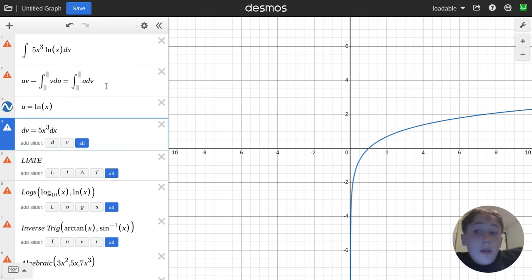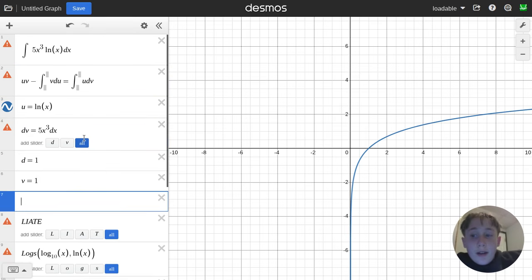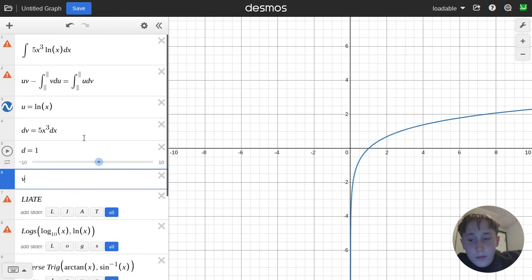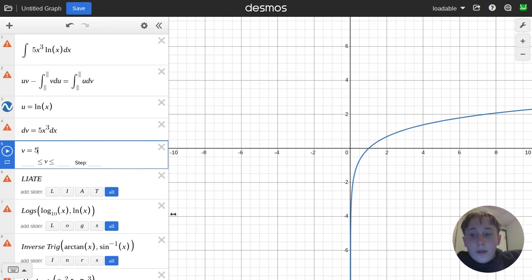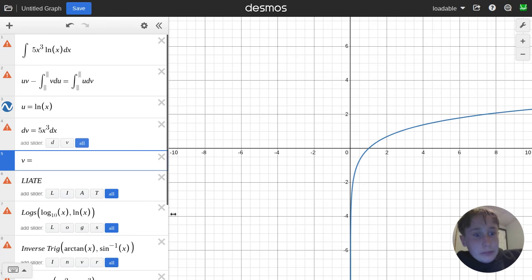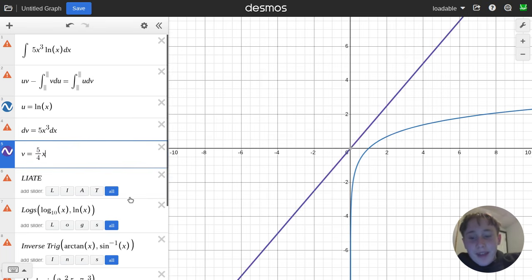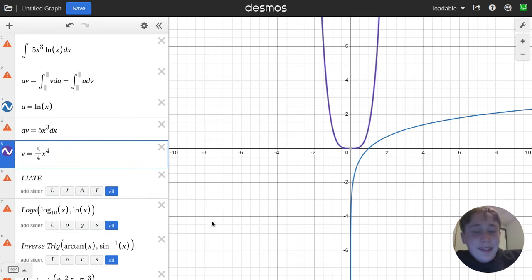Now, the way you get v specifically is that v is equal to the integral of this. So we have 5 over 4 x to the fourth. I'm sorry, I didn't plan on that, but that's just how it's going to be. So you have that, so that is our integral for that.